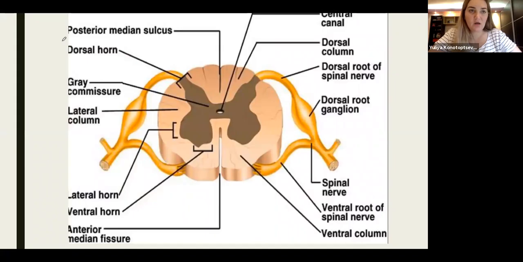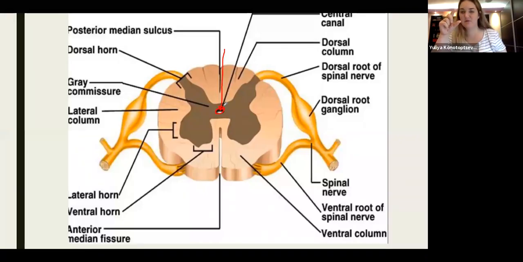Inside of the spinal cord, you can find a canal. This canal is known as the central canal. The central canal is the place where cerebrospinal fluid will be present. Cerebrospinal fluid flows into the central canal from the medulla oblongata, because you remember, right? Medulla continues as spinal cord.